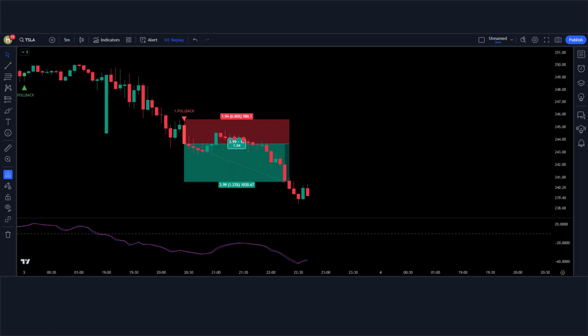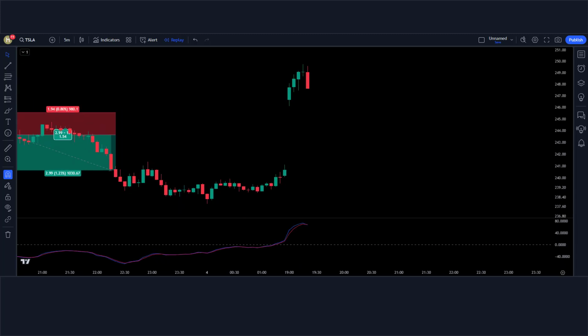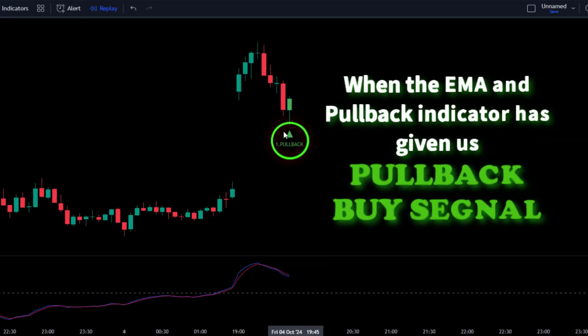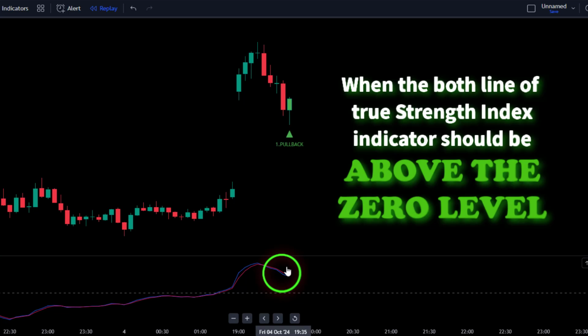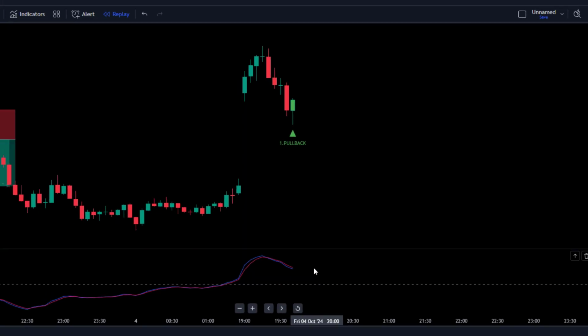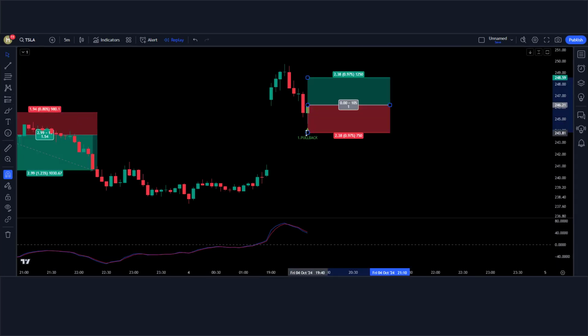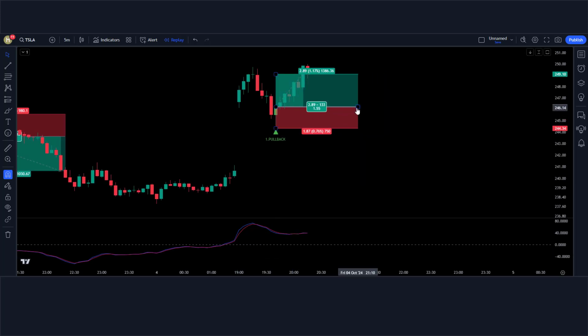Now let us understand the long position. When the EMA and pullback indicator has given us pullback buy signals, when the market forms a bullish candle, and when both lines of the True Strength Index indicator are above the zero line, if this condition is fulfilled, then we will place a buy order. Our stop loss will be placed at the current market's lower level, and the risk to reward ratio will be 1:1.5. The market has completely hit the target.